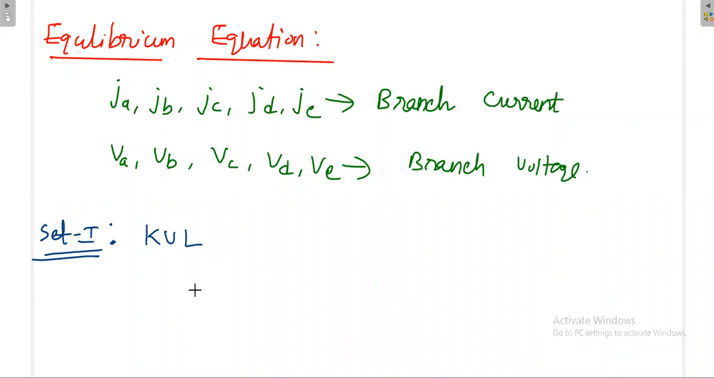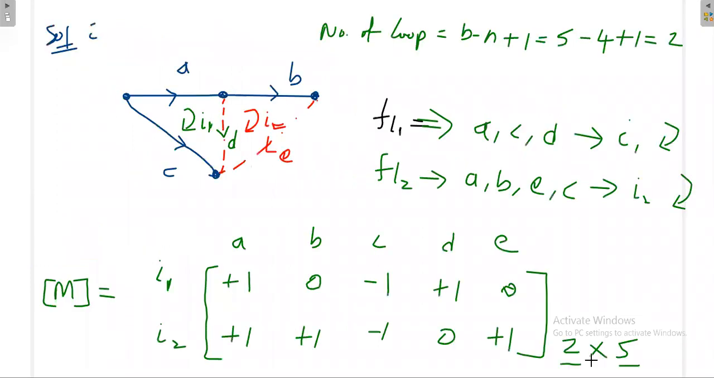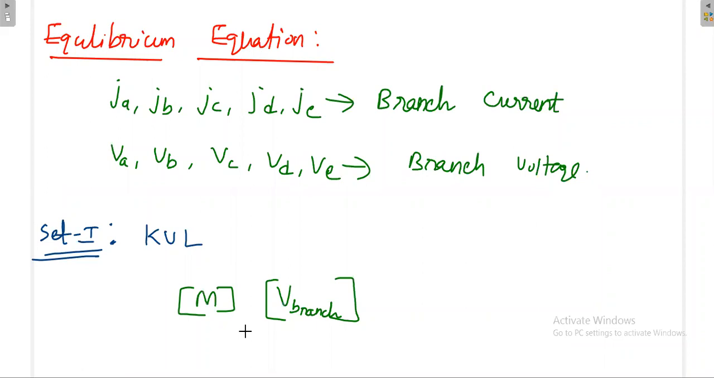For that, what do we have to do? We already know the matrix. Just take the matrix as it is, and then multiply it with the branch voltages. We already know the dimension of the tie-set matrix is 2 cross 5. Then the V branch dimension has to be 5 cross 1, that means only one column vector, which is equal to 0.